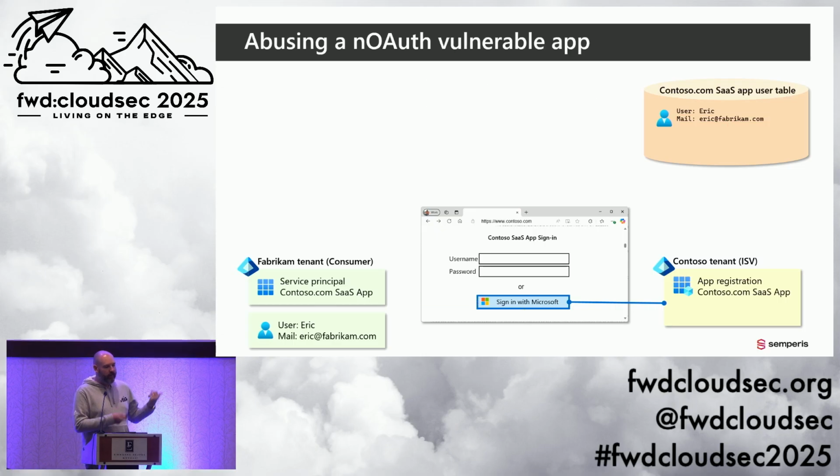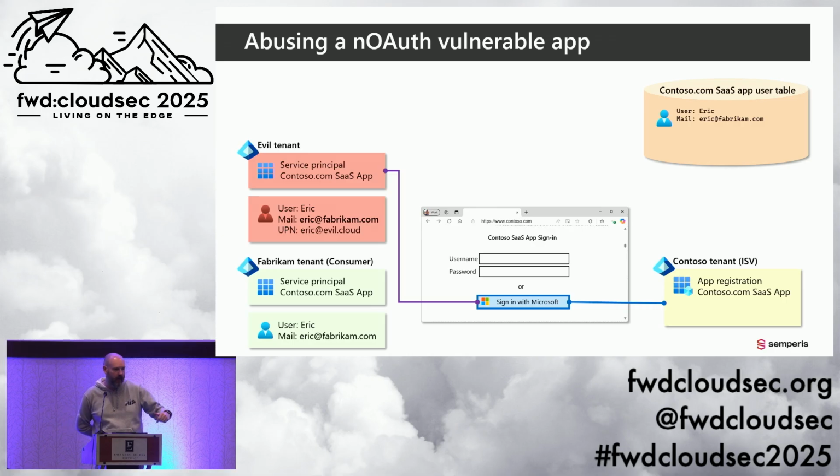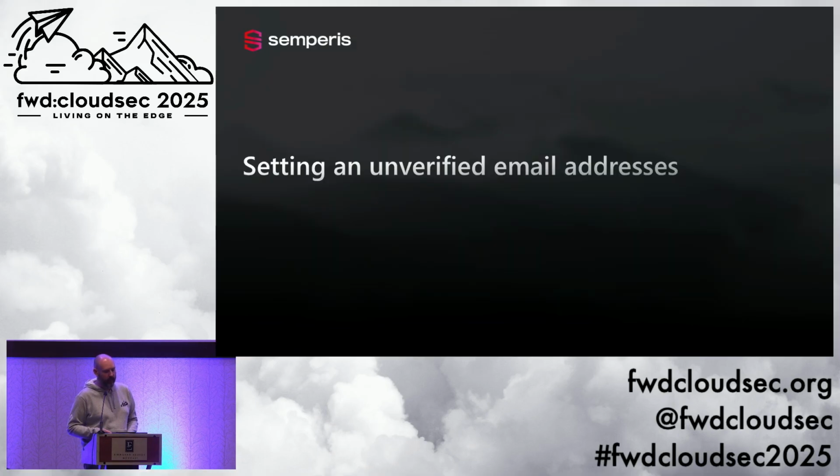We can abuse this because we have our evil tenant and our evil user. My UPN here is eric at evil.cloud, but I can spoof my email address to eric at fabricam.com. I hit sign in with Microsoft and send this ID token up to the SaaS application. The subject, issuer, and all that will differ, but if my application is only looking at email address, I'm effectively in as this end user. Now I have access to everything that they have access to.